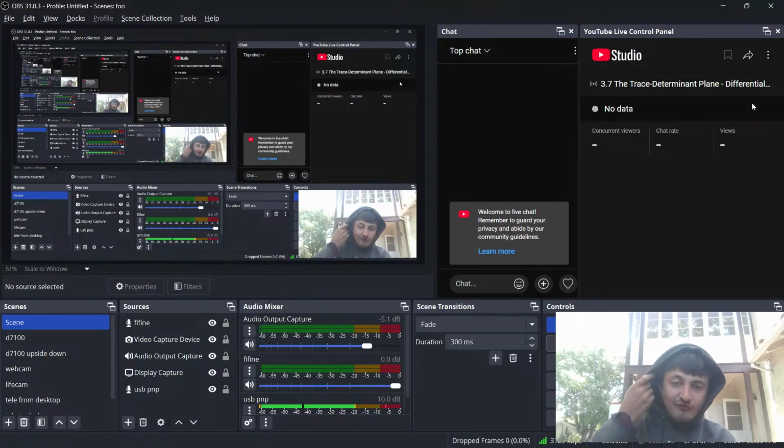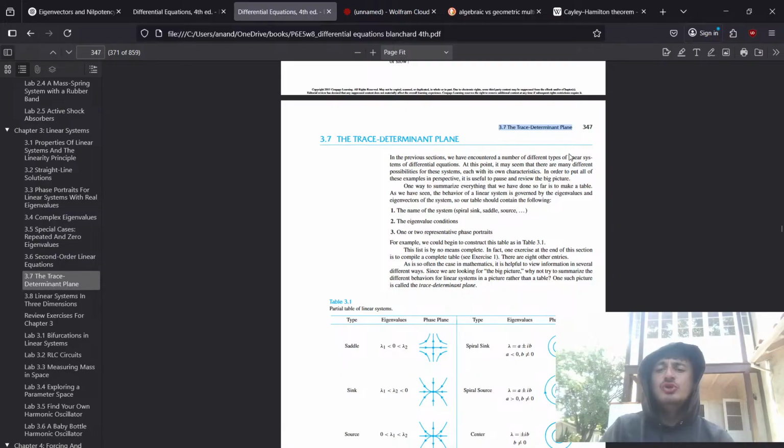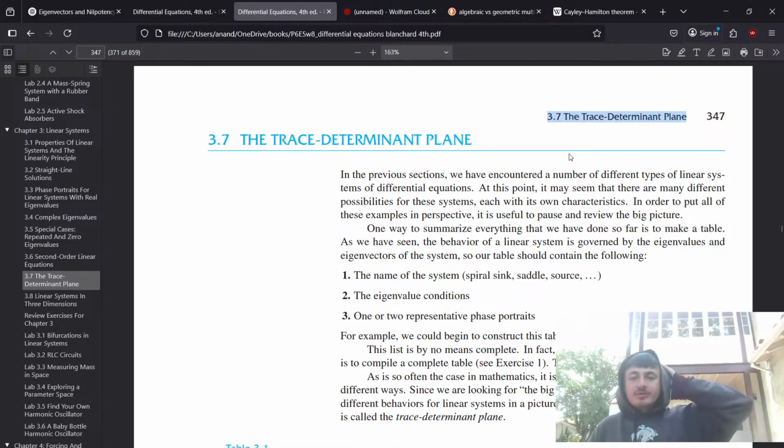All right, we got an absolute freaking banger of a section today, and it's the trace-determinant plane.